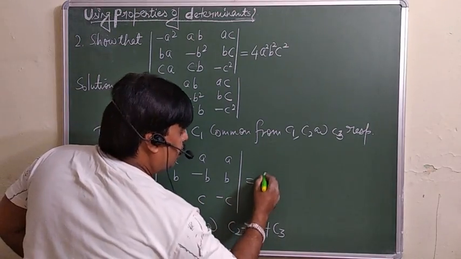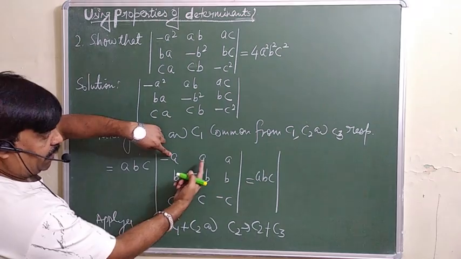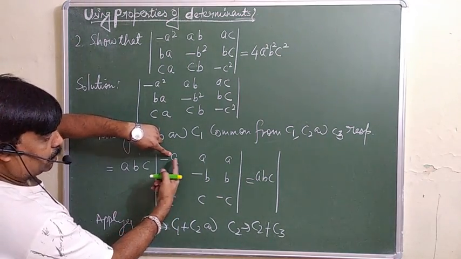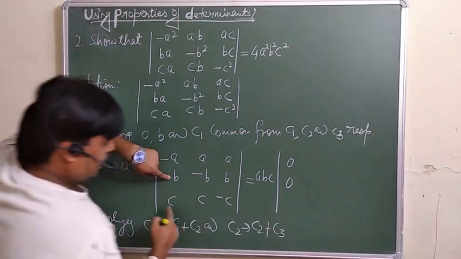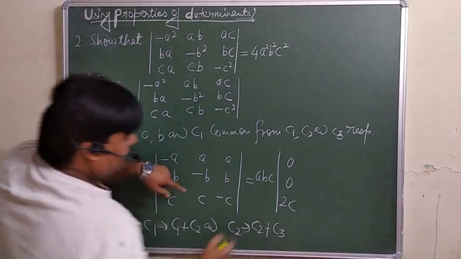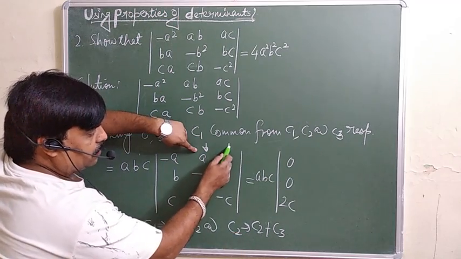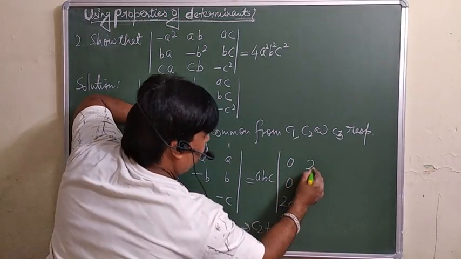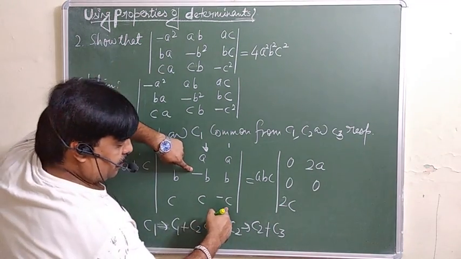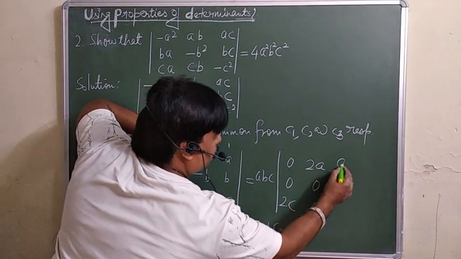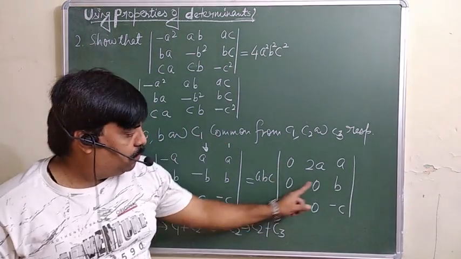So what you will get now is a, b, c. You are adding the second column in the first one. So minus a plus a is 0, b minus b is 0, c plus c is 2c. In the second column, the second operation, we are adding the third one. So a plus a is 2a, minus b plus b is 0, plus c minus c is 0, and the third column will remain as it is. So at the maximum places you are getting 0.